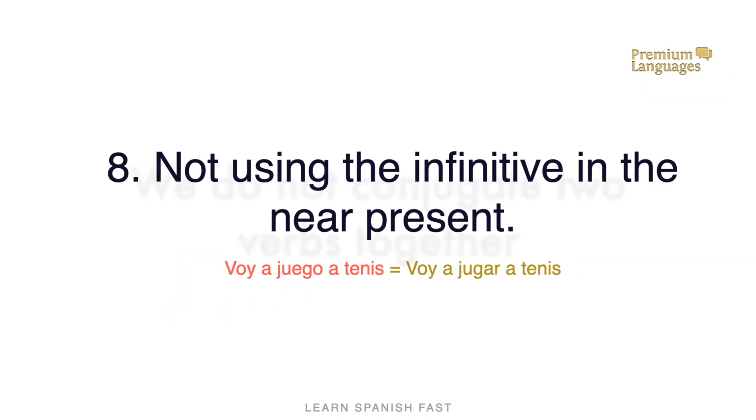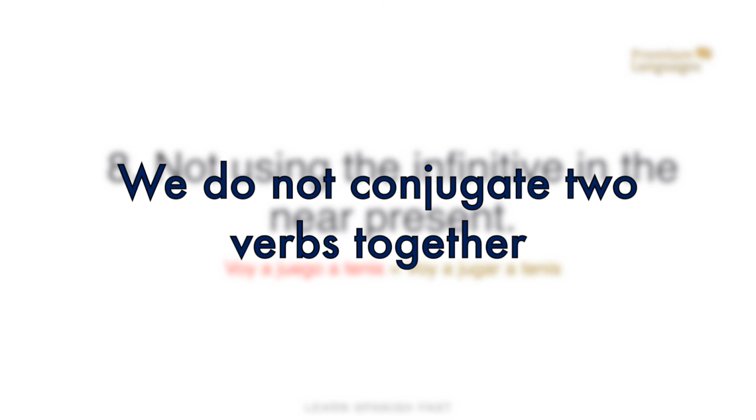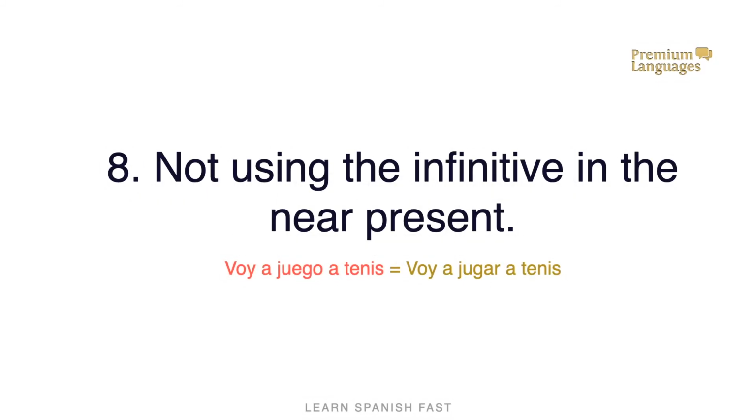Number 8. The rule also says that you do not conjugate two verbs together, only one of them. In the case of the near future, we always have the conjugation of ir, voy, vas, va, vamos, and so on, plus an infinitive. So in the example "voy a juego a tenis," we are conjugating both voy and juego. But instead, we need to conjugate ir, voy, and then use the infinitive, jugar: "voy a jugar a tenis."